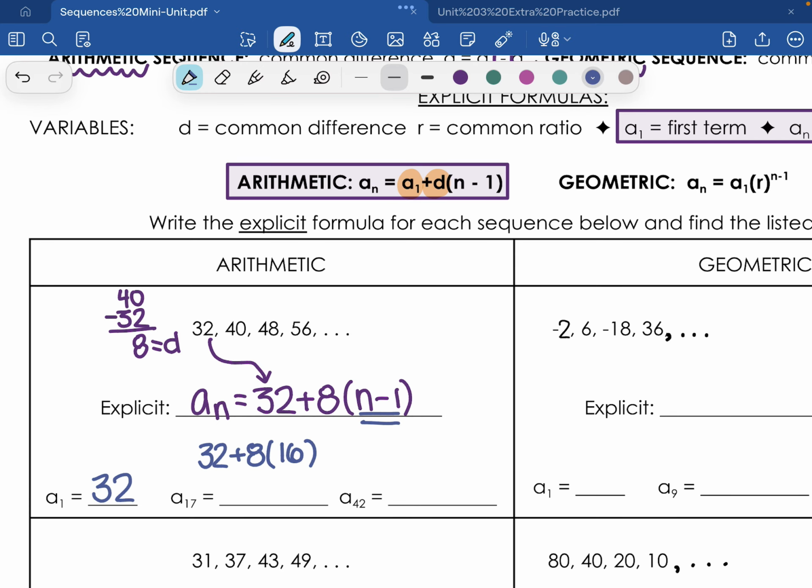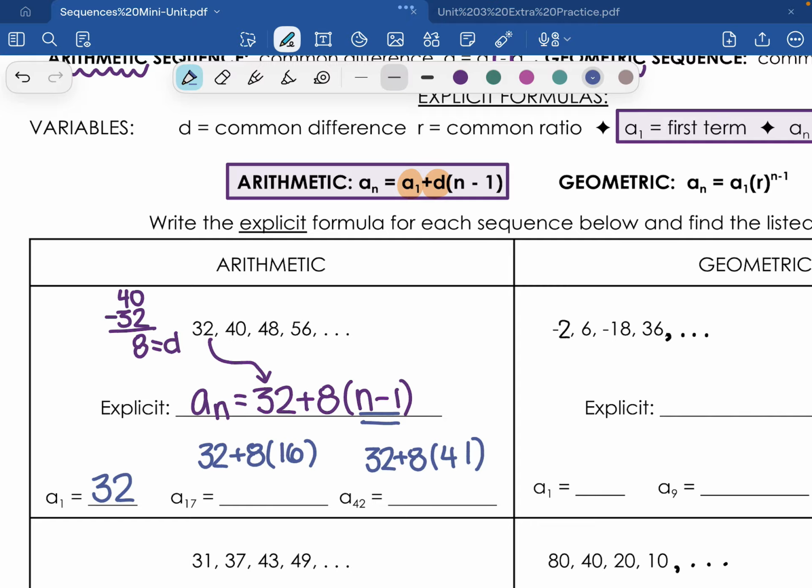If I want to find the 42nd term, I would do 32 plus 8 times 41. I'm always doing one less. If you're a person who needs to know why, it's because I only add 8 after the first term. The first term is what it starts as, so you add 8 one less time than the term you're on.